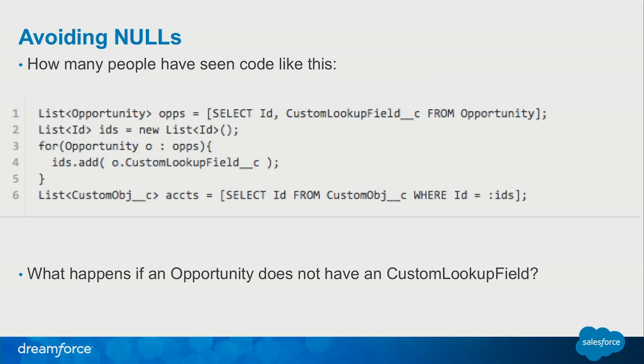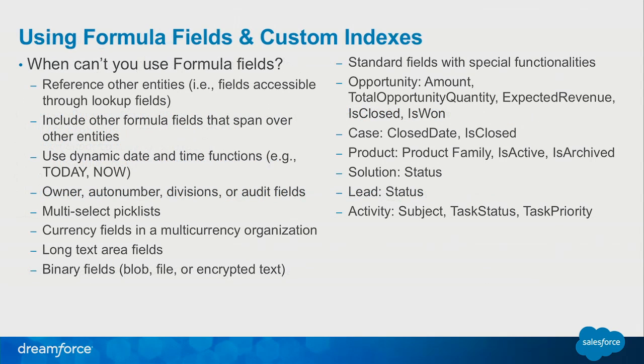How many people know that you can do formula fields and use an index on formula fields? No one. This is a very little known fact. So you can index formula fields, but there are some common gotchas, and we're going to talk about those for a second. When can't you use a formula field? When it's going to reference other entities. If you're going to do a lookup to another table, you're not going to be able to index that. If you use dynamic date or time functions, say a formula field for days since closed, you're not going to be able to provide an index on that because the value is going to mutate every day.